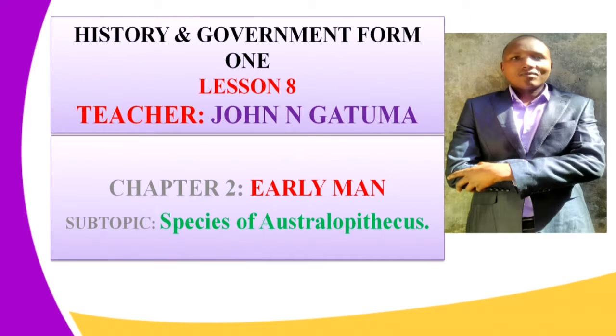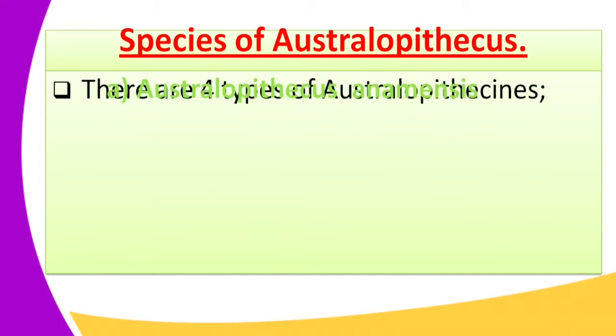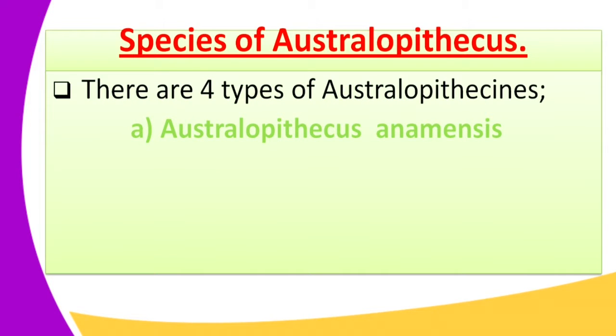In today's lesson we shall continue on the non-homo species. Today we want to look at the species of Australopithecus. We said Australopithecus is one of the species that was discovered in southern Africa, a place that is known as the Taung. Australopithecus is divided into four; there are four species that we are going to discuss today.